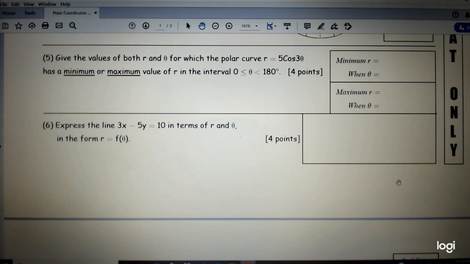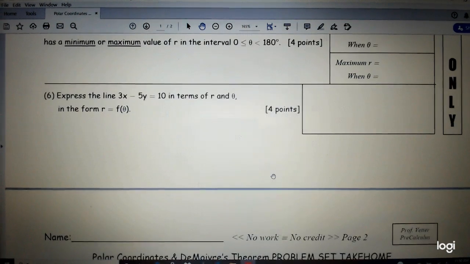Okay, number 6, pretty easy question. You go to your basic diagram, and you're supposed to know that x is r cos theta, y is r sine theta, so forth and so on. We've done ones like this in class in your notes, okay?